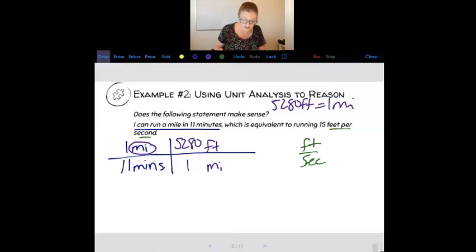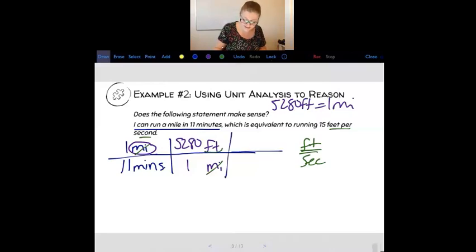5,280 per 1 mile. Okay, and I check, my miles will cancel out and I'm left with feet, which is my goal. So that unit of length is done. I've converted that, or almost, but I've set it up to convert it. Next, let's talk about minutes.